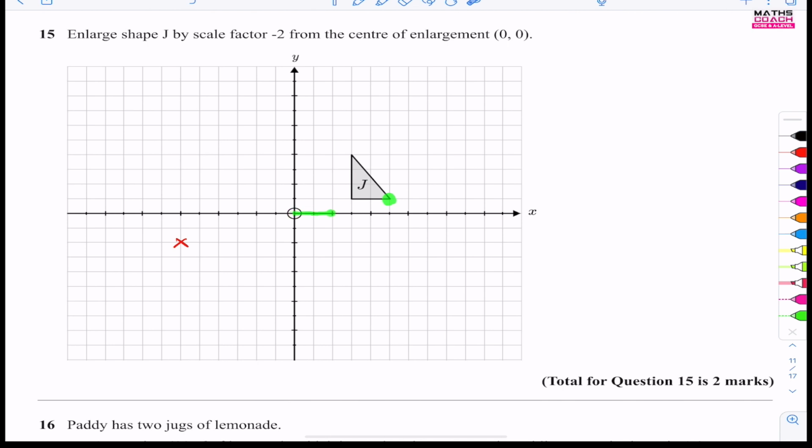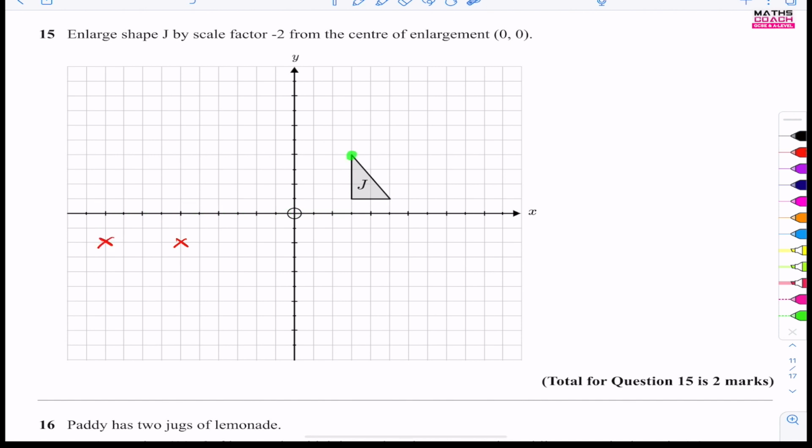So 1, 2, 3, 4, 5. 5 across. That means times that by 2 and go 10 backwards, because 2 times 5 is 10. So 1, 2, 3, 4, 5, 6, 7, 8, 9, 10, right there. It's going up by 1, so we're going to go down by 2 right there, okay? So our second point is there.